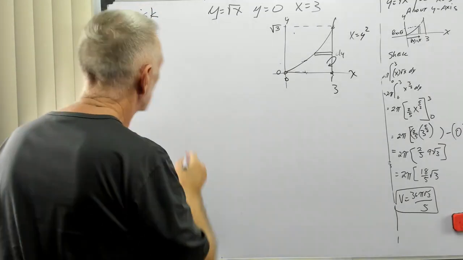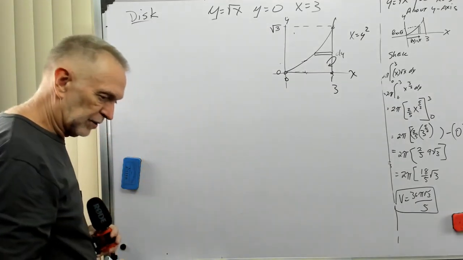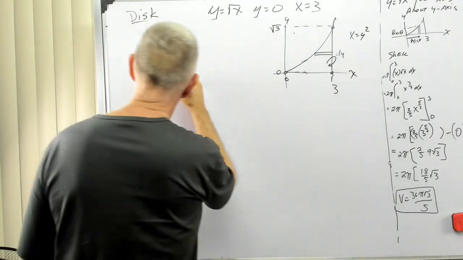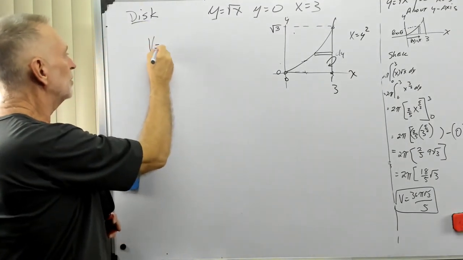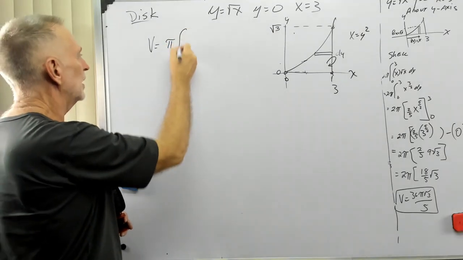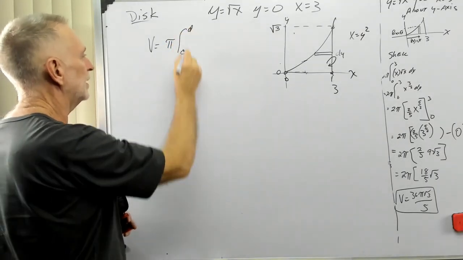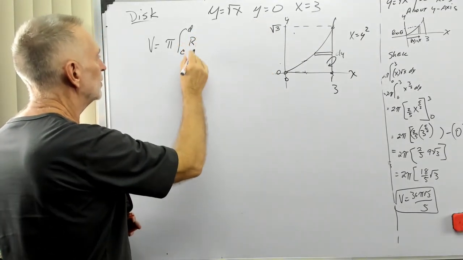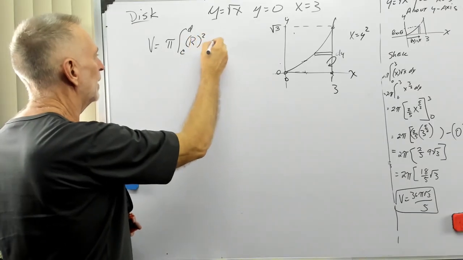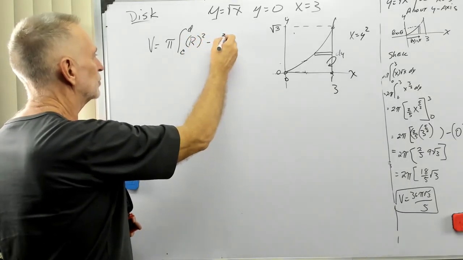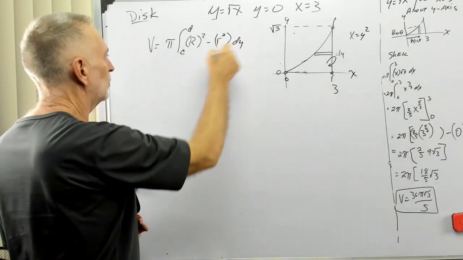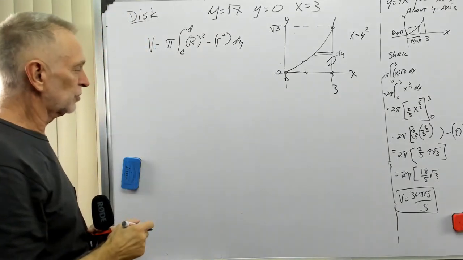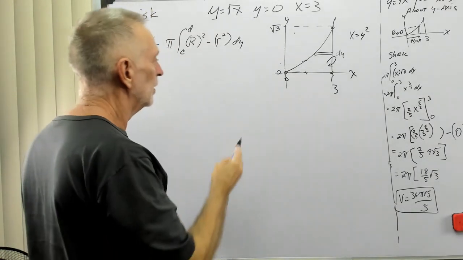Let me make certain you can see what I'm writing. I think in the previous video I was standing in front of it. Okay, volume equals pi times the integral from C to D of the major radius squared minus the minor radius squared, dy. Now this is big R of y and little r of y; I've just left the y subscript off to make it a little bit clearer.